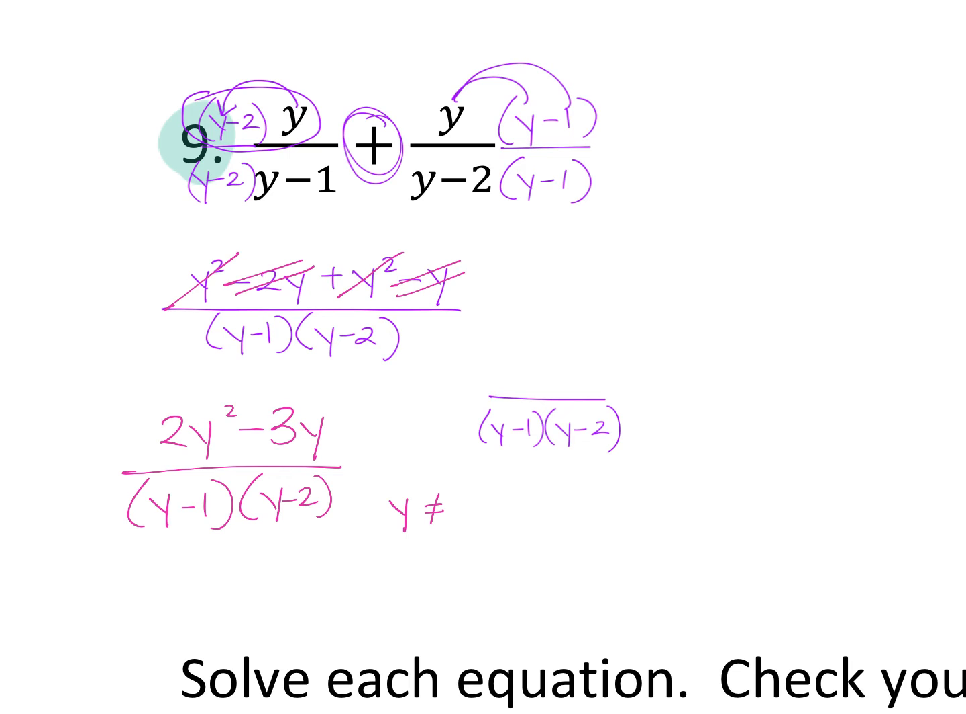Y cannot be 1 or 2. It could be 0, actually, because if you plug in a 0, you'd get a negative 1 or a negative 2. But you cannot do a positive 1 or a positive 2. This can't equal 0, and that can't equal 0.